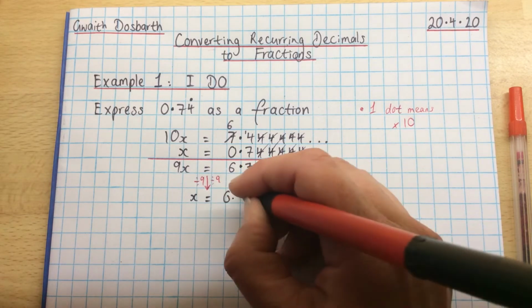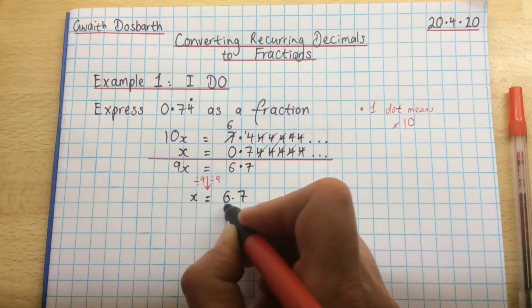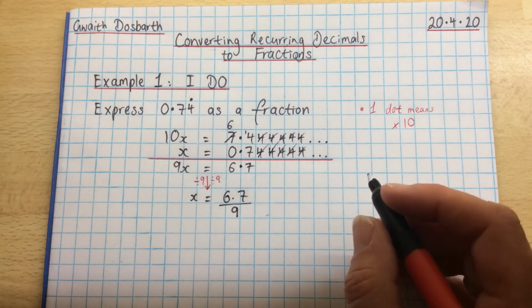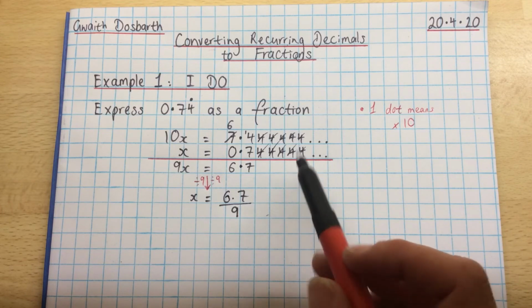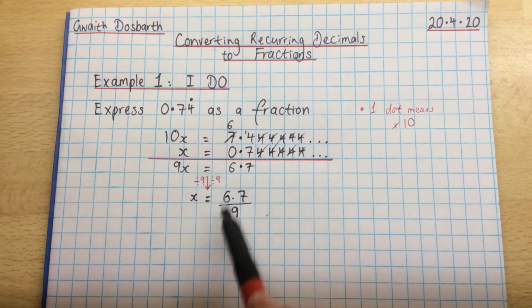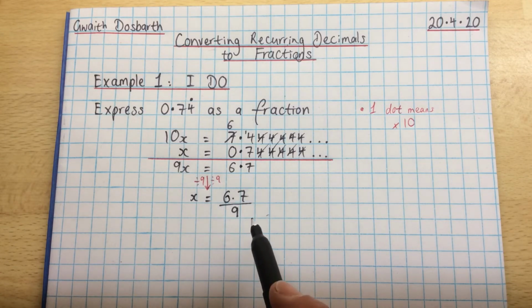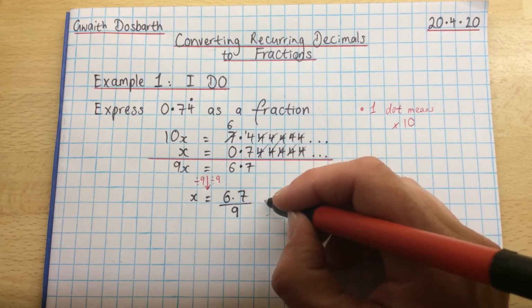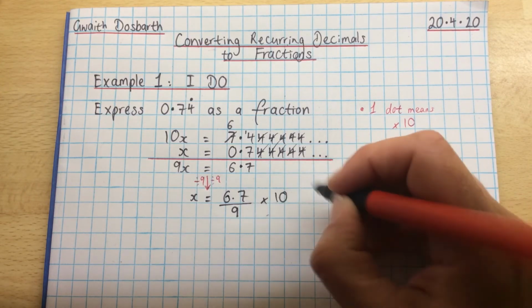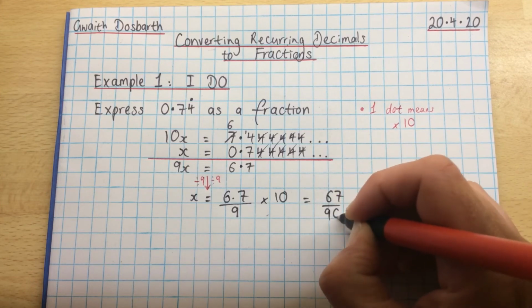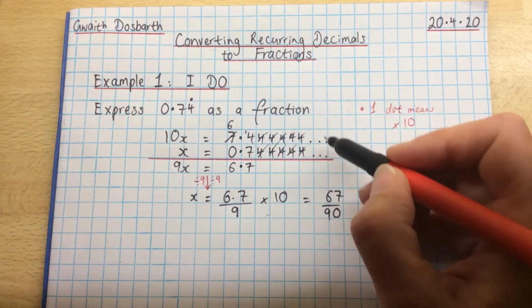6.7 divided by 9. This is a non-calculator question, so we can write it like this, 6.7 over 9. Now, the question says express this as a fraction, and this is really unsatisfactory at the moment. It's sort of a decimal on top of a number. It's not really a proper fraction. So all we'd need to do here is multiply the top and the bottom by 10, and we get 67 over 90. And that now has answered the question.